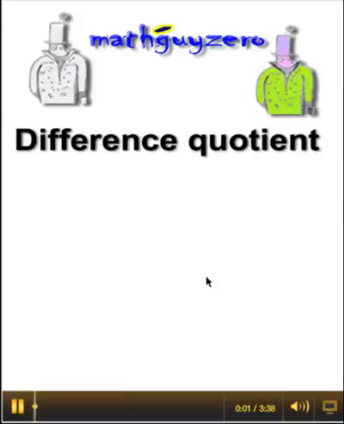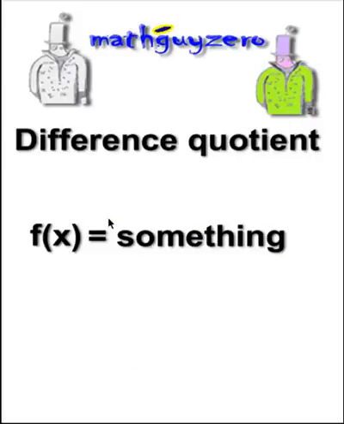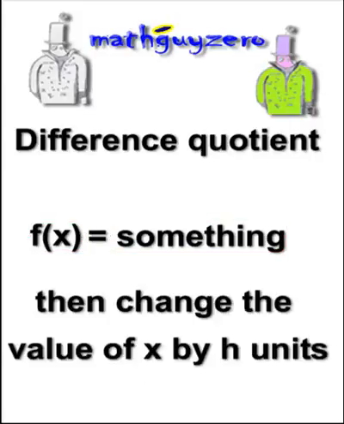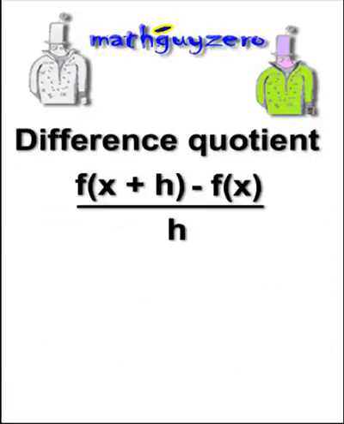All right, this is a difference quotient. What it does is it takes any function f of x, such as x cubed minus 2x squared, anything like that is a function. It's going to make you do something to whatever number you plug in. So if you change the value of the x that you put in by h units, you're going to get some other number out. And that's what we call the difference quotient.